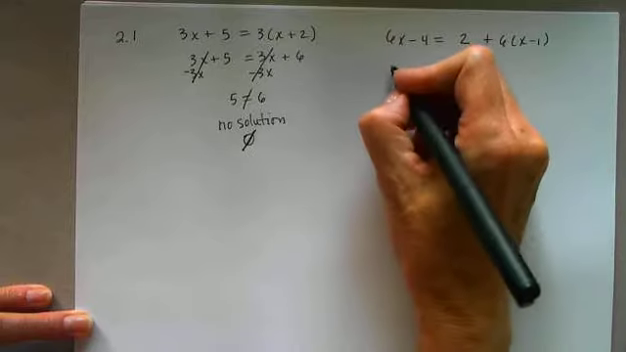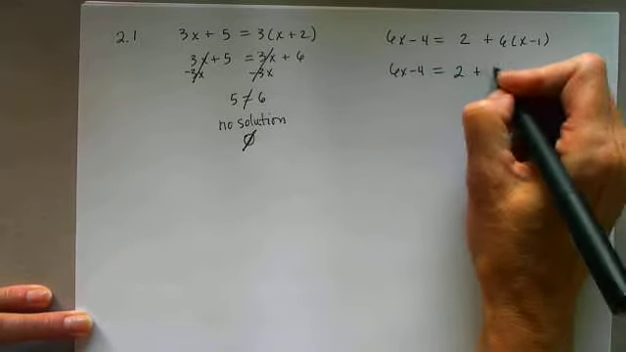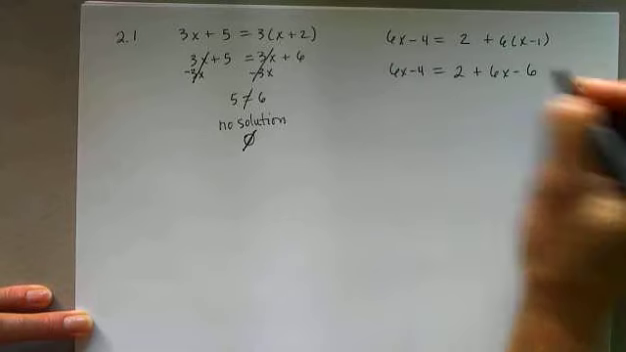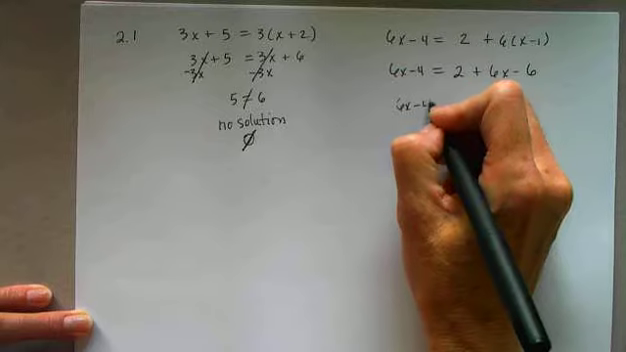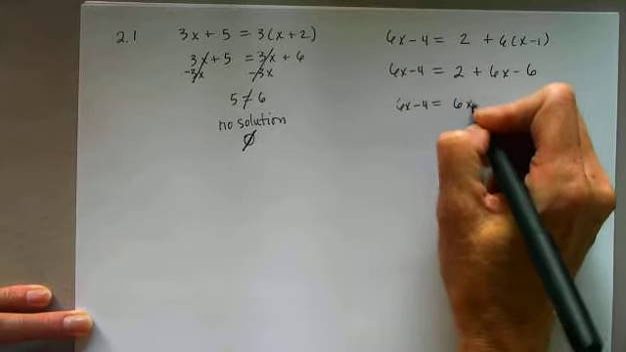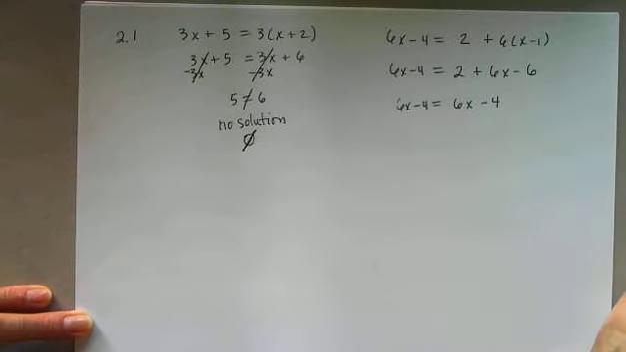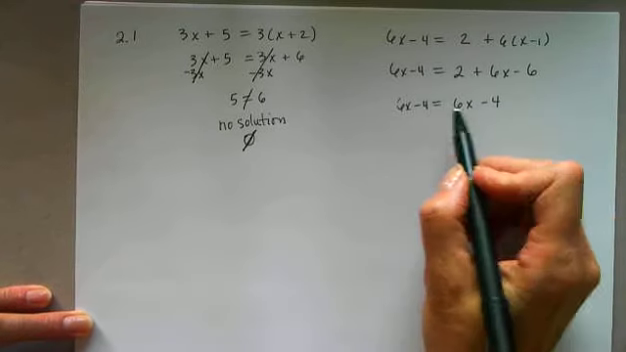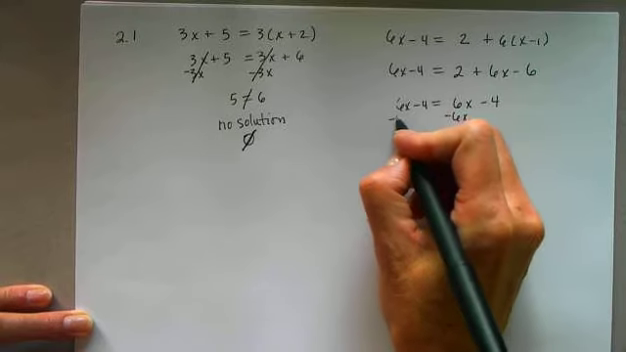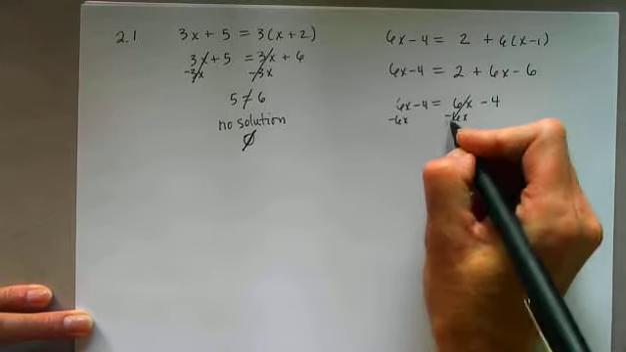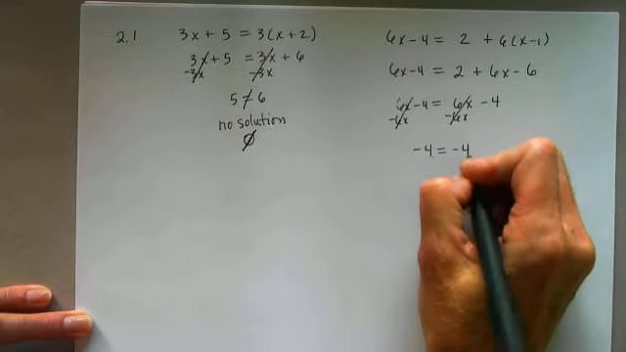Now this one, let's go ahead on the right and distribute this 6 all the way through the parentheses. And then I'll go one more step and combine like terms. So I'm going to combine 2 and negative 6. Now look what happens here. If I try to get my x's together, I'll subtract 6x from both sides, and once again my variable is gone. But now I have negative 4 equals negative 4.